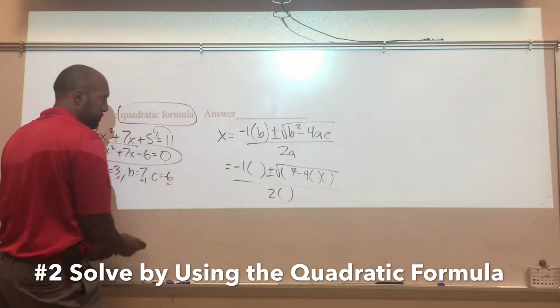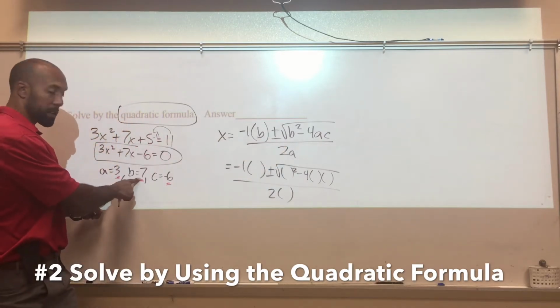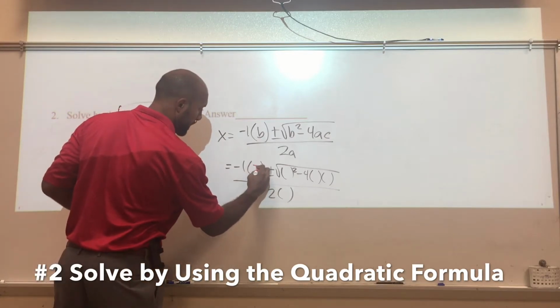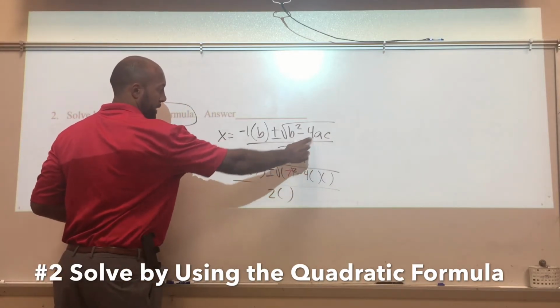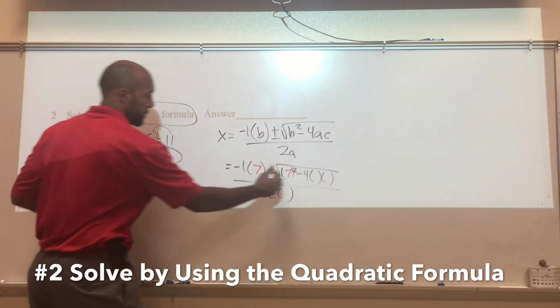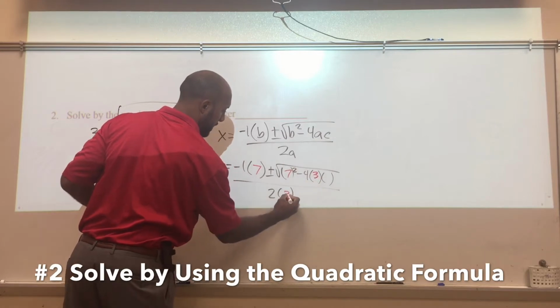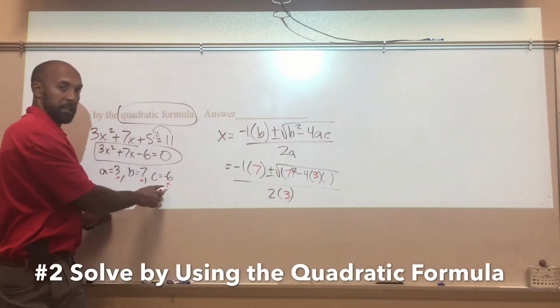Okay, so now, first thing is B. We need to plug in B. B is 7, so 7 goes there, and there. The second thing that comes up is A, and A goes here and here. And our A is 3, so I'm going to put the 3 here, and here. And then the last one is C, and C is -6.